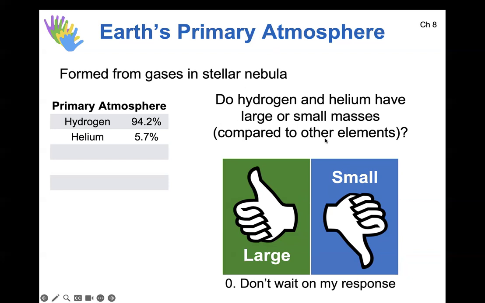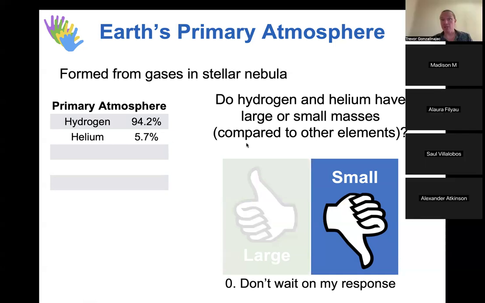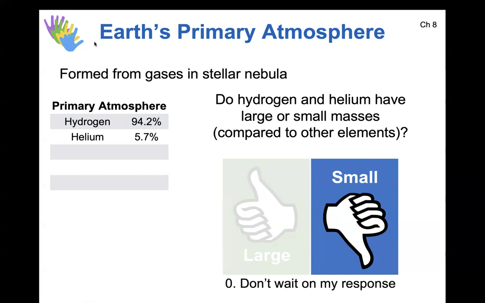Small. Nice. They absolutely do. They have the low numbers on the periodic table. They have really small atomic masses, is the way we describe it. So they have the smallest mass. And helium isn't the second smallest, right?